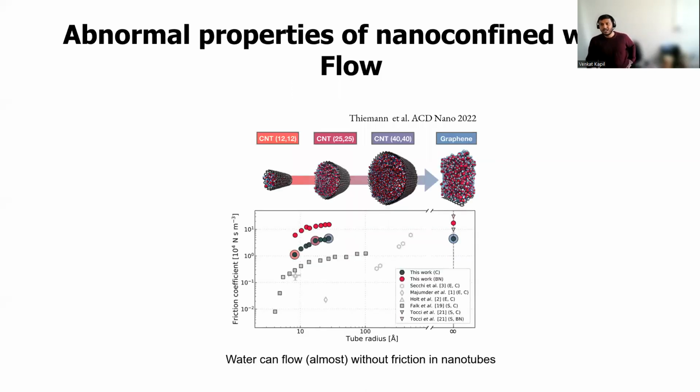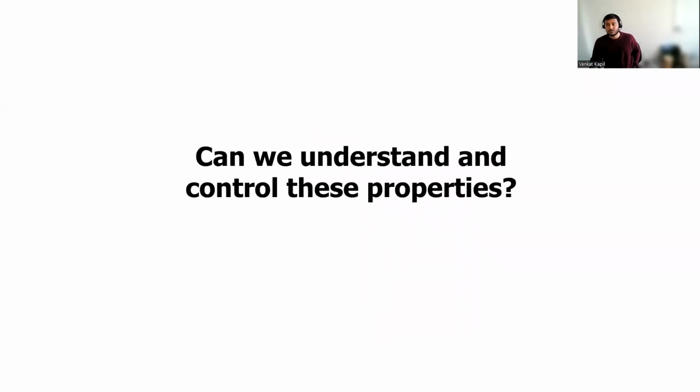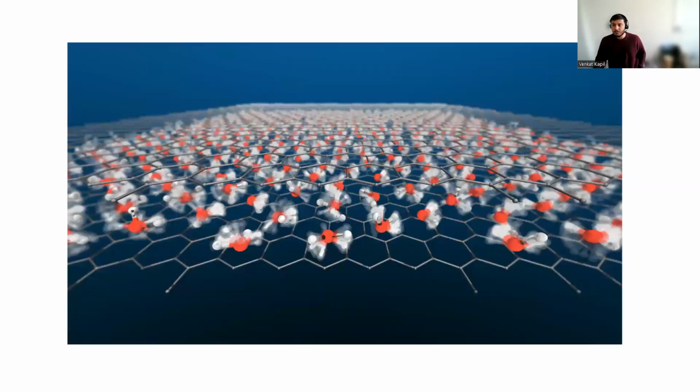And finally, one of the other things is the flow of water, which is experimentally studied, which shows that water flows very fast through HVN and carbon-based nanotubes, much faster than what it would do in bulk if you just look at water flow. And all of these just open the door to a lot of future technologies. Yeah. So our goal is to try to understand and also control these properties, right?